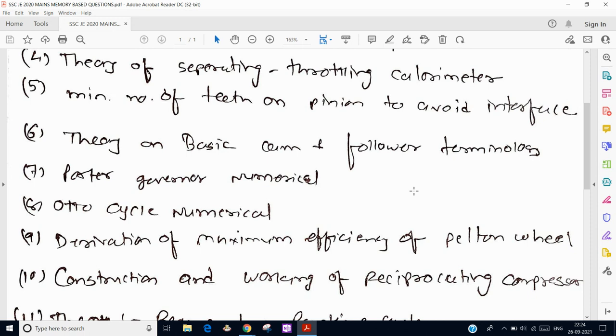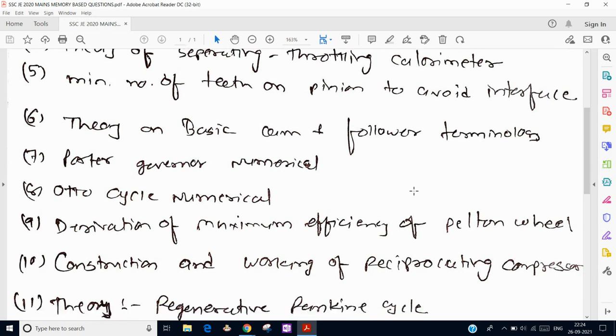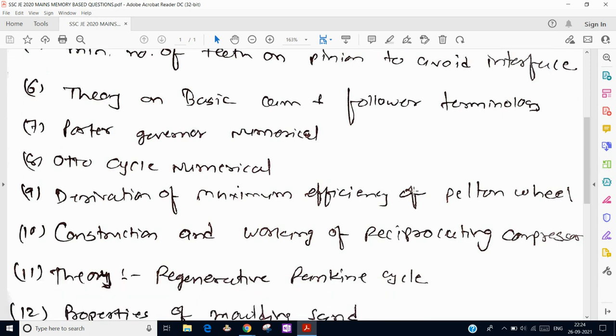Actually, I cannot remember the whole data, so I have written only a numerical on the Porter governor. The eighth question was an autocycle numerical, that means a numerical based on the autocycle. The next question was a derivation of maximum efficiency for the Pelton wheel turbine.